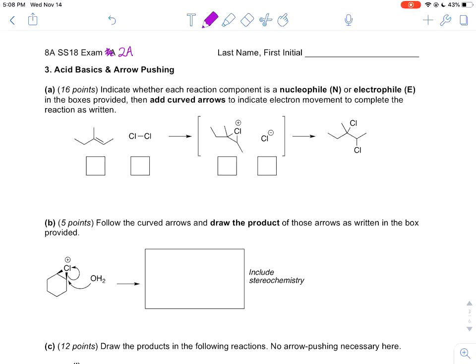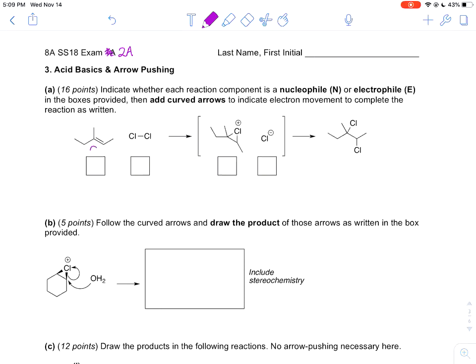Hi, we are on page 3, maybe one of my favorite pages, where you get to play with arrow pushing and a little bit of acid basics. We're going to start by giving the arrow pushing mechanism for this dichlorination reaction in part A. We want to identify the nucleophile and the electrophile.